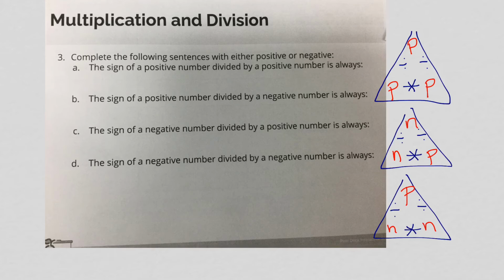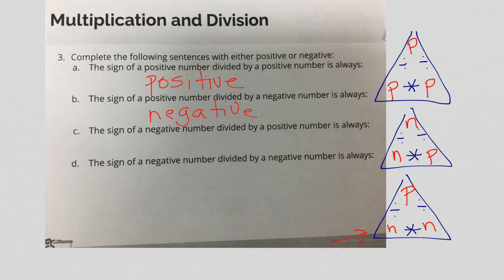So on A, the sign of a positive number divided by a positive number is always positive. That can be shown in the first fact family triangle. The sign of a positive number divided by a negative number, so down in that last fact family triangle, is going to be a negative. To get a positive, I have to have two negatives because they have to counteract each other. So times -1, which reverses it, and then times -1 again, which reverses it back to a positive.